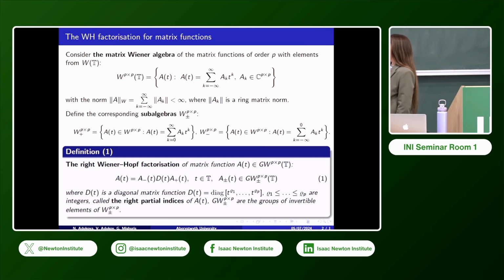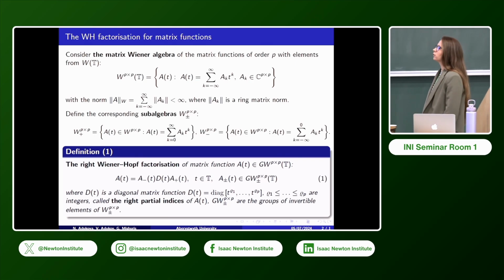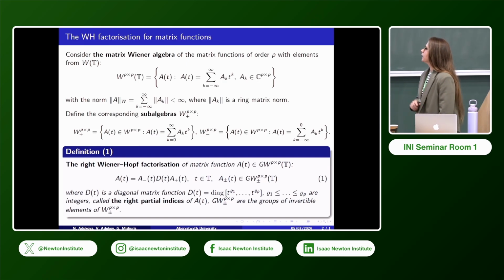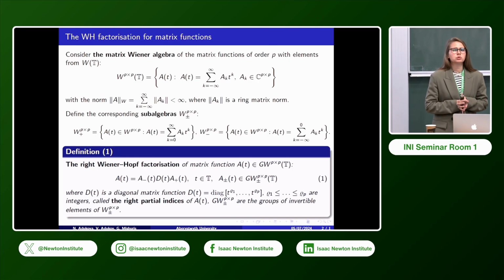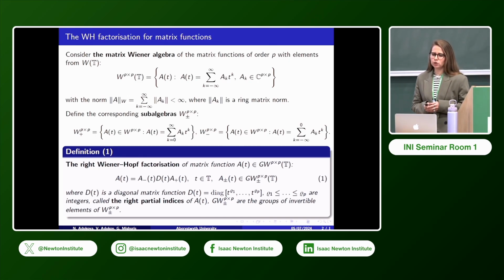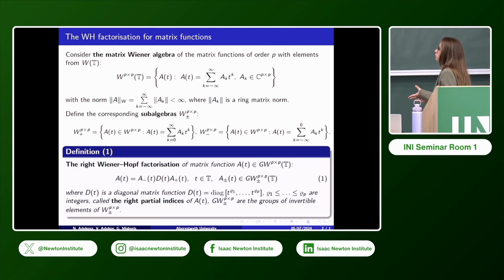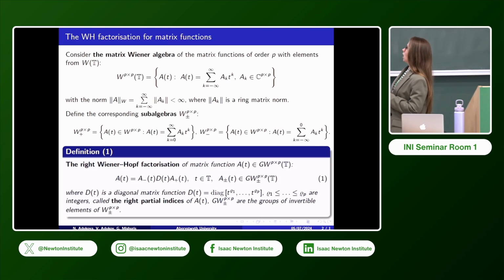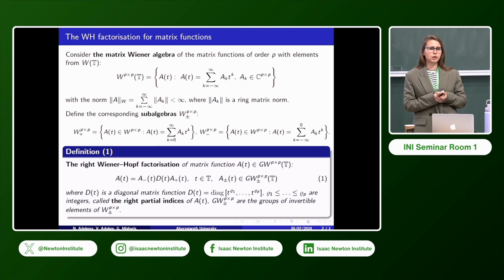Also, we need to define two subalgebras, W plus and W minus. As you can see, all functions from W plus expand into an absolutely convergent Fourier series in non-negative powers, while in W minus in non-positive powers. So after all this preliminary information, we are ready to define the factorizations.